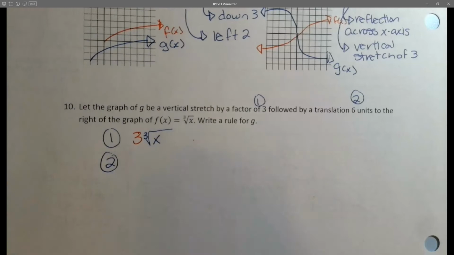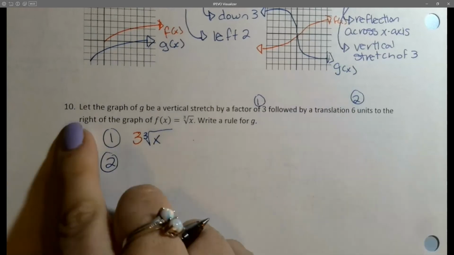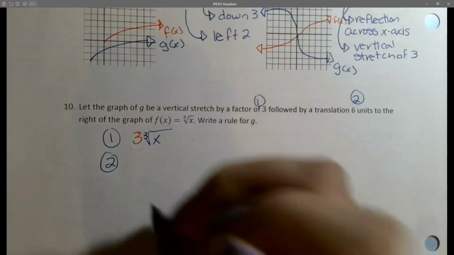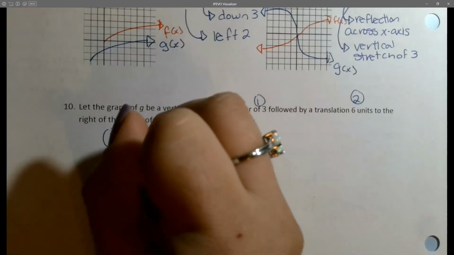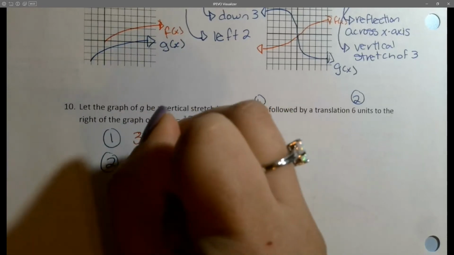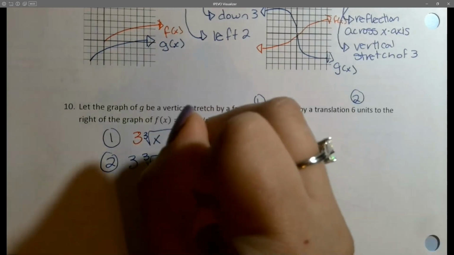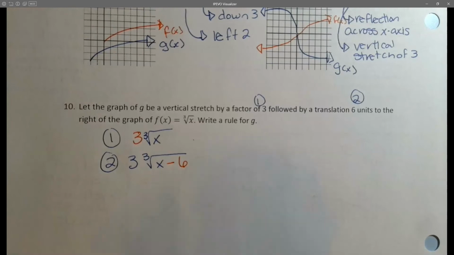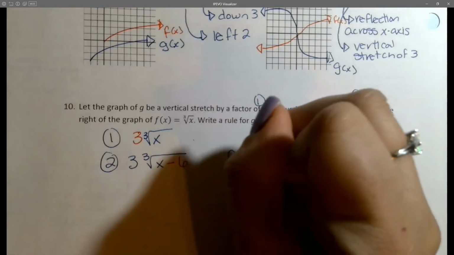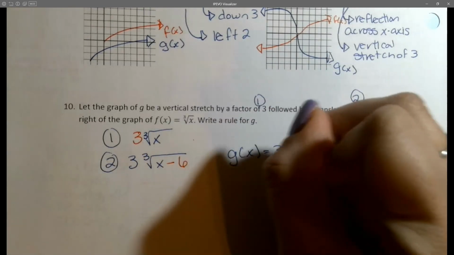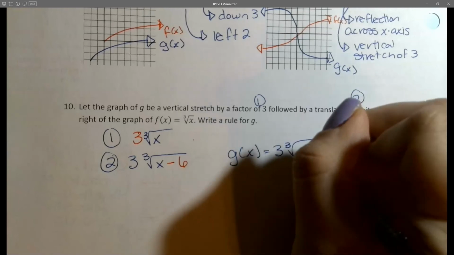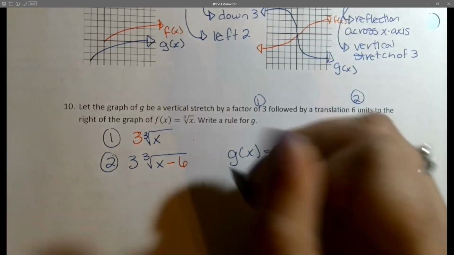Then for my second change, it says right, so this goes inside the radical. The 3 is now part of the new function. Right is opposite the sign. Normally right is positive, so now it'll be negative, and it is moving 6 units. So my final answer here is g of x equals 3 cube root of x minus 6.